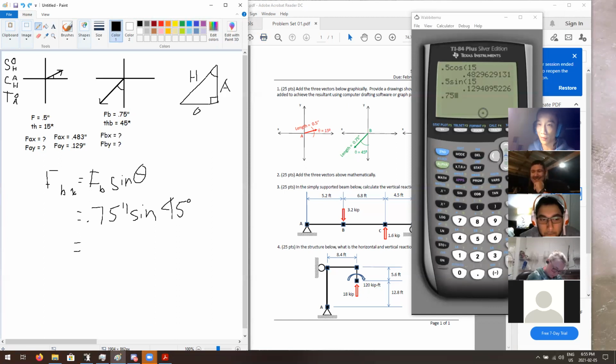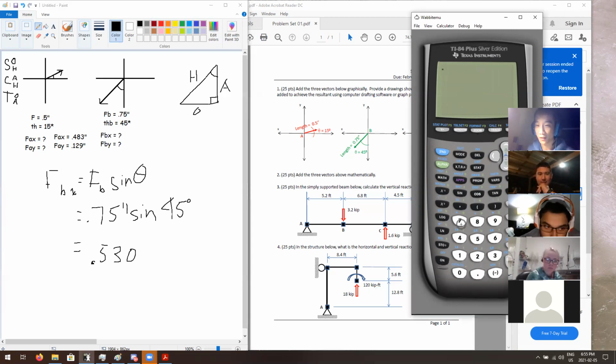All right, let's get back to the problem. Put that into our calculator. 45 degrees. We get point, wait, that's cosine. It actually doesn't matter because it's a 45-degree angle and both sides are the same. So if you do mess up the cosine sine theta, it's fine on this one because it's a 45-degree angle. Both sides are the same. So you get 0.5303.